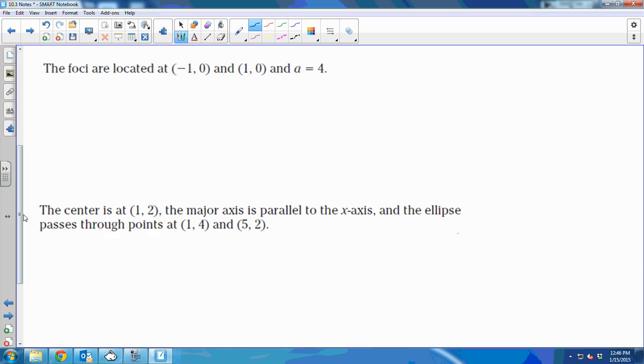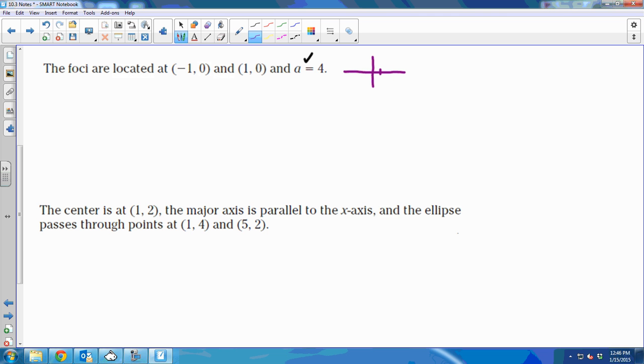Next example. The foci are located at (-1, 0) and (1, 0), and A equals 4. Well, I know A, so I need to figure out three other things. I need to know B, the center, and I need to know if it's horizontal or vertical. I can figure out if it's horizontal or vertical really fast by thinking of what it would look like when I graph the foci, or doing a quick sketch.